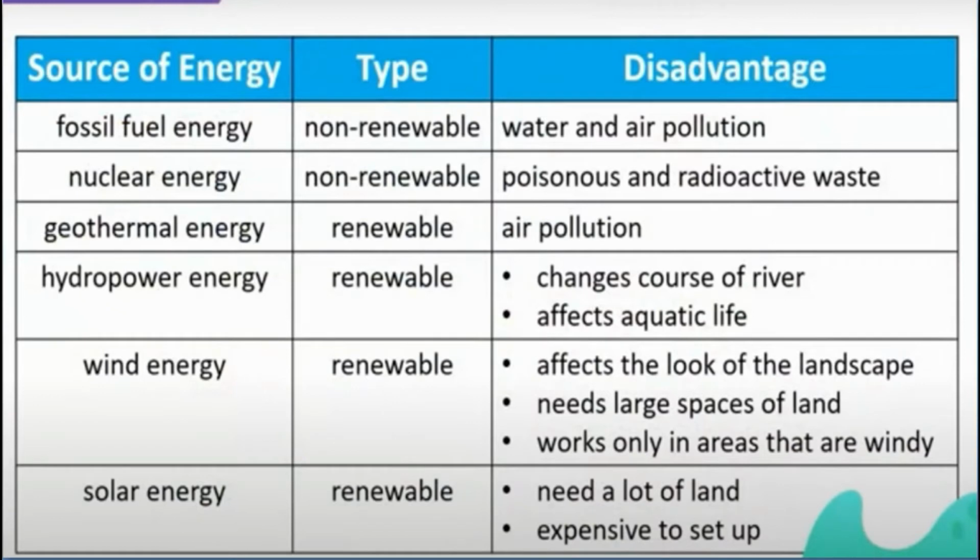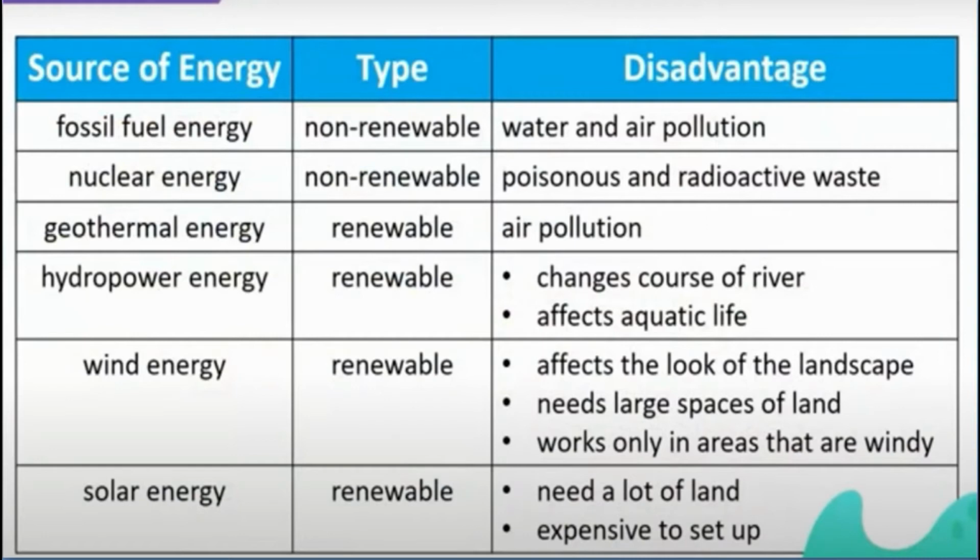First we saw fossil fuel energy. Fossil fuel energy is the energy we get from burning the dead bodies of living organisms. It is a non-renewable type. This means they cannot be used again. Once they are used, they are finished. And the disadvantage of using fossil fuel energy is water and air pollution.